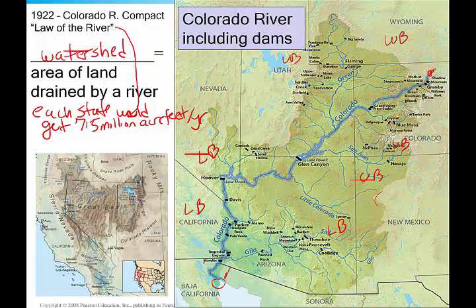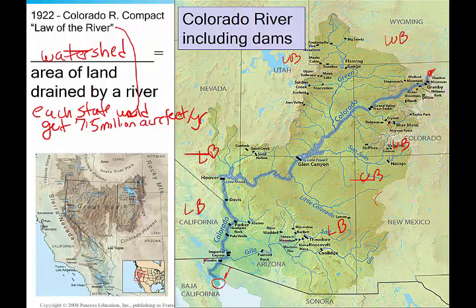Because if they shared it all, then the people at the end of the river, before it drained into the ocean, would still have water left at the end. Since that time, numerous treaties, agreements, and court decisions have divided these waters even further between the 7 states and the American Indian tribes and Mexico.